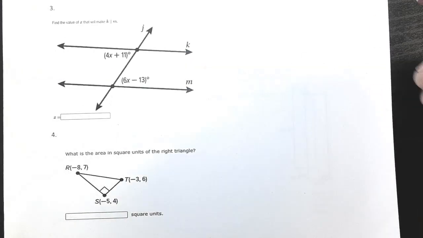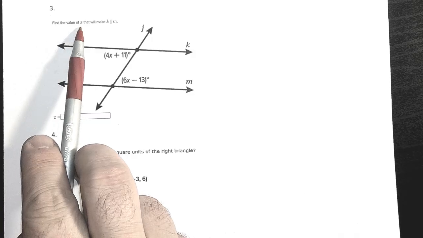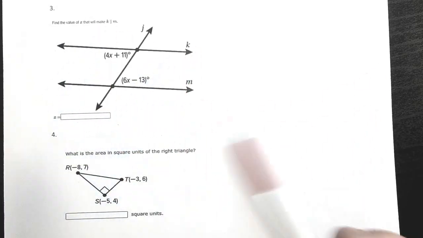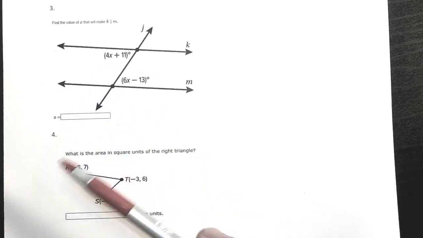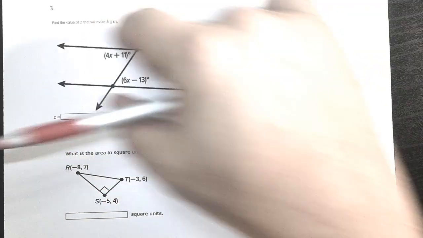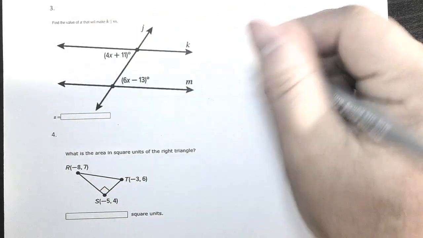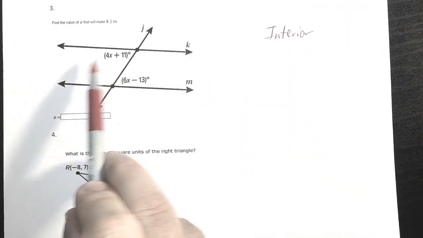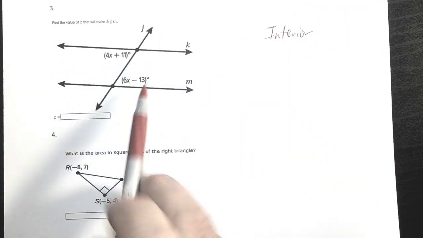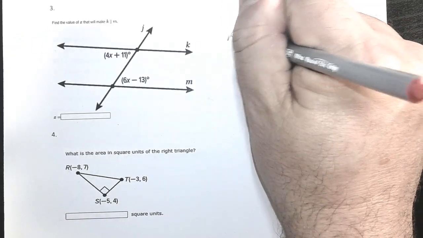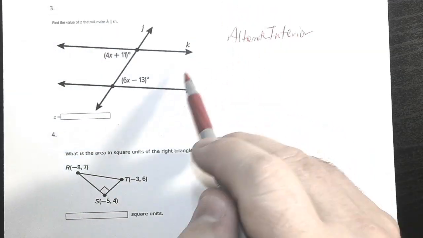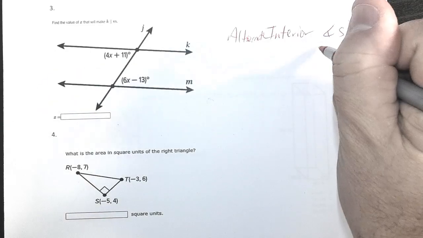All right, so for number 3, find the value of x that makes K parallel to M. All right, so we're talking about these angles. Notice they are inside the parallel lines, so they're on the interior, right? One's on the left of the transversal, one's on the right. So they're alternate. So alternate interior angles are congruent.